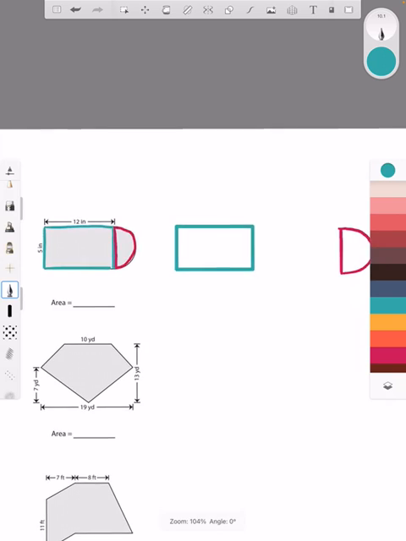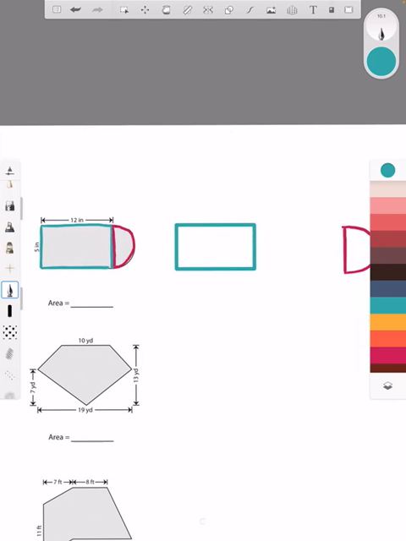So with my rectangle, I know my formula is area is equal to base times height. I'm going to identify both of those on that figure. It's pretty simple. I know my base is going to be 12, and then my height is 5. So I'm going to multiply 12 times 5, which is going to get me an area of 60 inches squared.